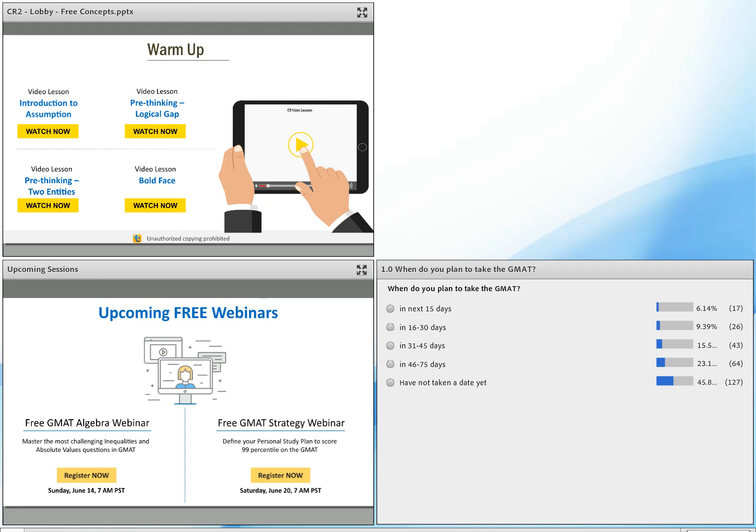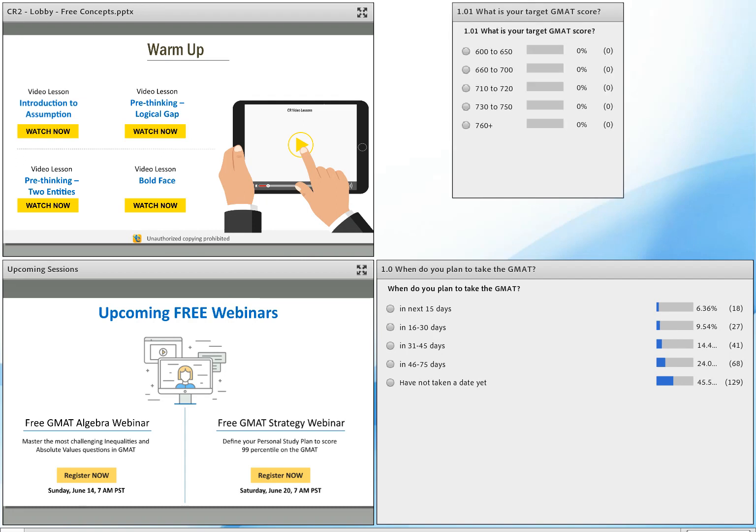By the way, while we are here, let's figure out what is your target GMAT score. What's your target GMAT score? And again, forgive me if there's anyone who's lower than 600. I don't have that option here. But other than that, for upwards of 90% of you, you should have all the relevant options that you need.